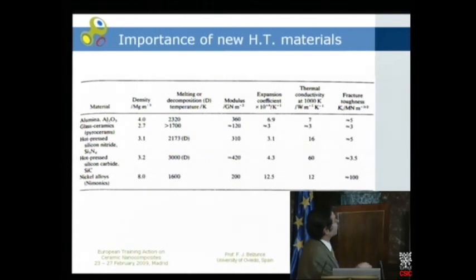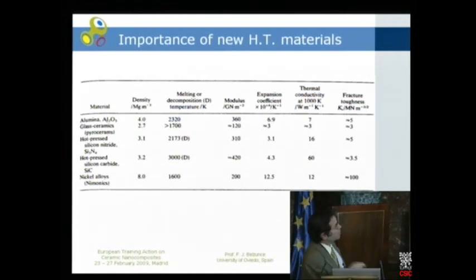For example, from the point of view of density, if we are talking about aero engines, it's very important that the density be as low as possible. You can see that all the ceramics have low density compared, for example, with the metallic alloy. In relation to the melting temperature, of course, this should be as high as possible, and all these ceramics also have a quite high melting temperature.